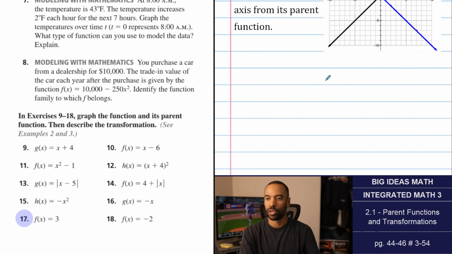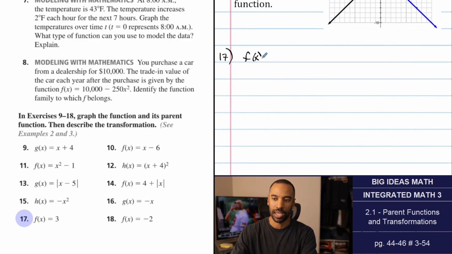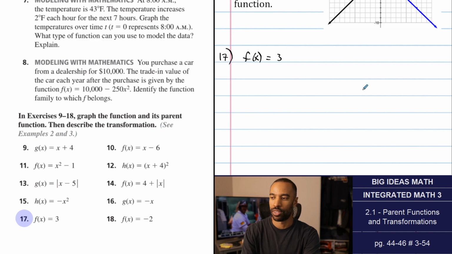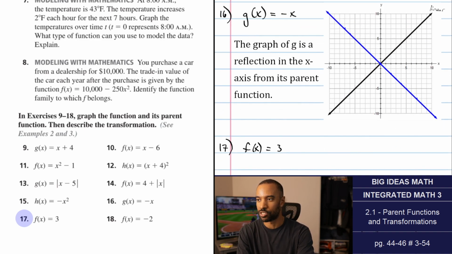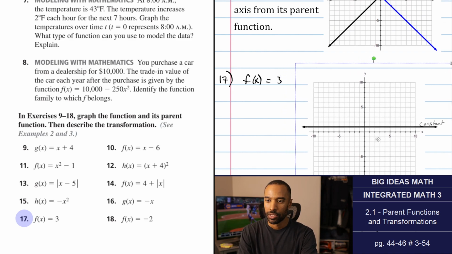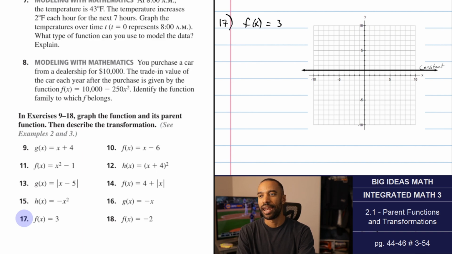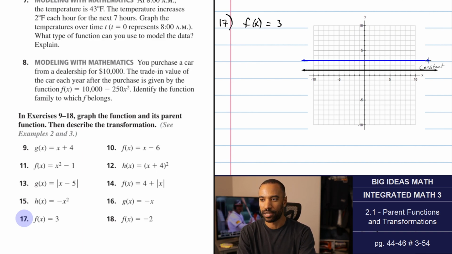I think there's more than one answer that's accepted, but I feel like the most appropriate one would be the addition and subtraction of a number. So f of x equals 3 is nothing more than a constant shift of this, and because number 18 is the same, I can get ready to copy and paste this on both of them. So number 17 is going to be f of x equals 3. Now their original parent function was f of x equals 1, so I'm going to stick with that and assume that they're not changing that.